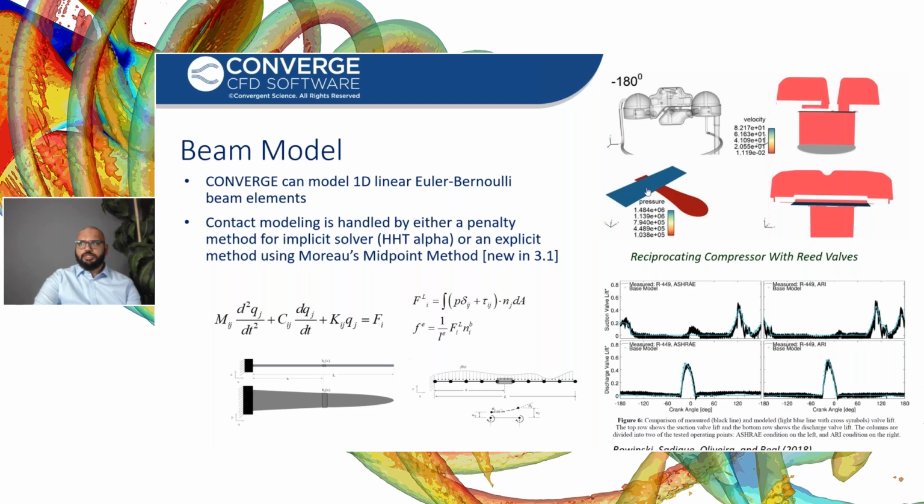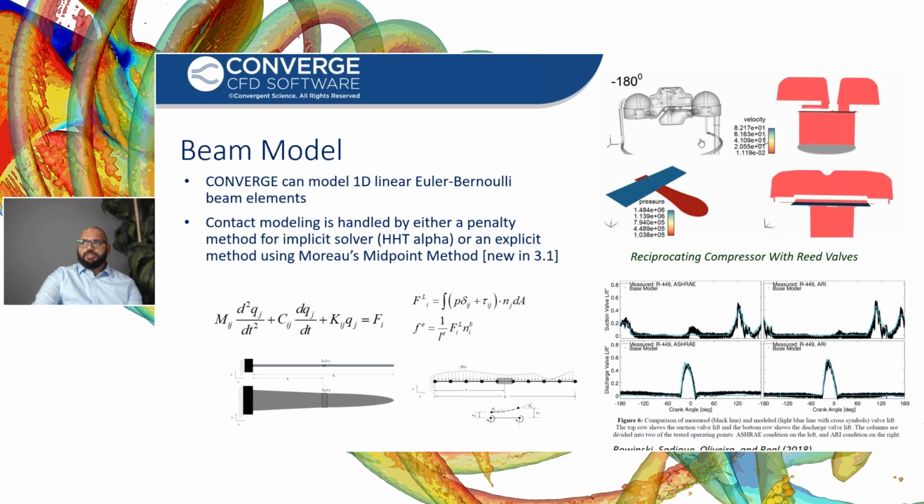So here you can see you have this valve geometry, which is a 3D geometry, which is converted into an equivalent 1D representation using a beam axis. And then we use the finite element method to convert those 1D beam equations into an algebraic set of equations. And then that is coupled with the CFD solver in CONVERGE to get a coupled simulation.